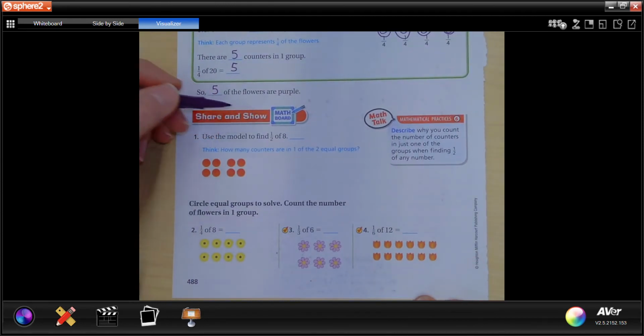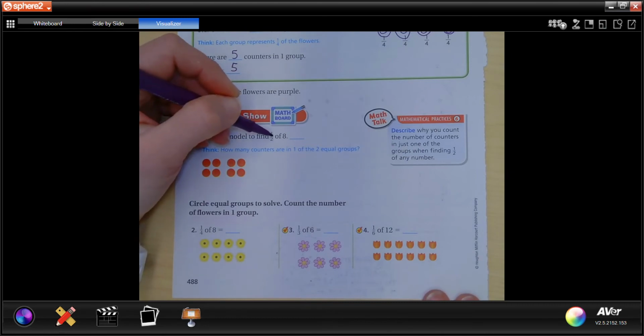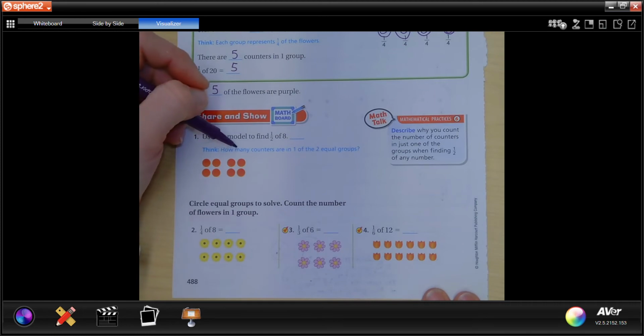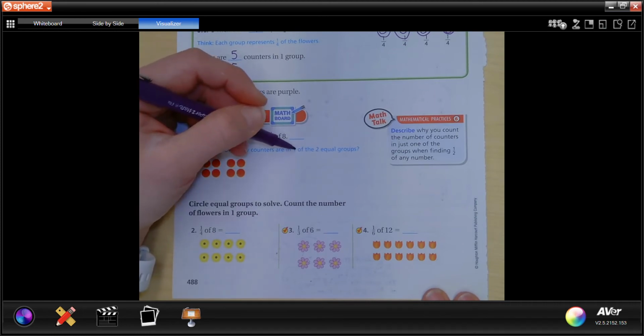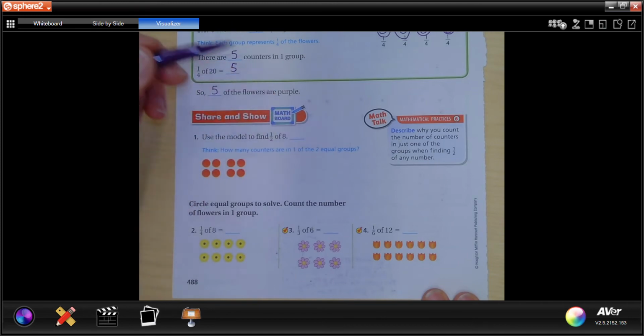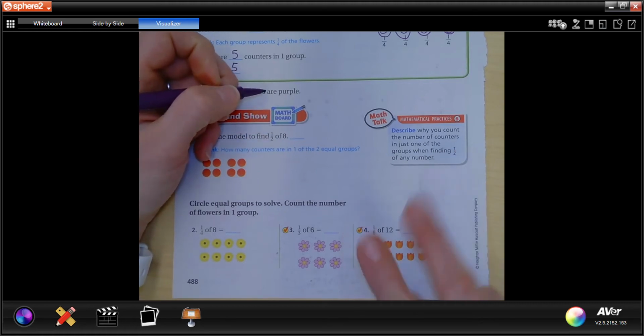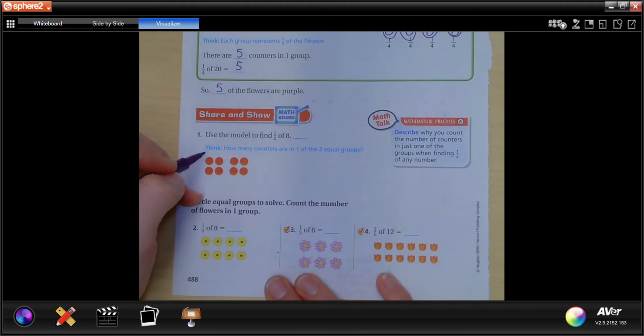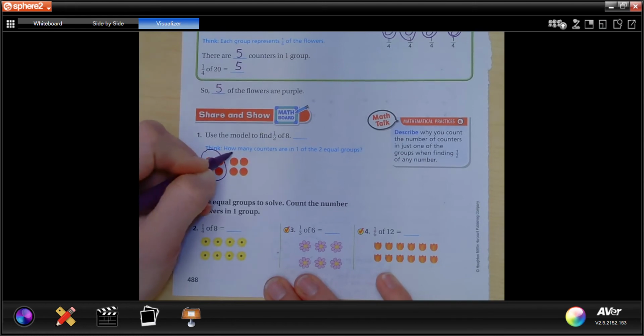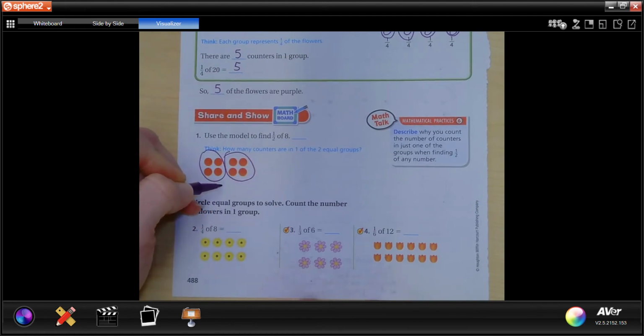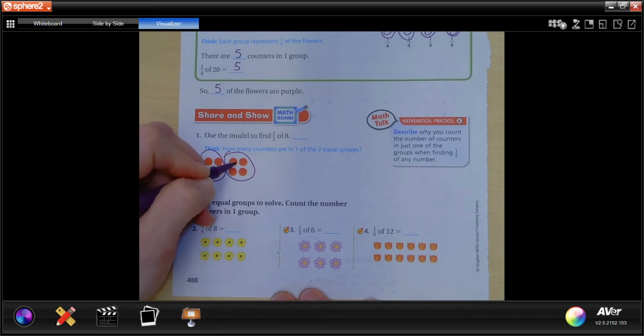Share and show. Use the model to find half of 8. Think. How many counters are in one of the 2 equal groups? Well, we know our denominator is 2, so how many groups do we need? 2. We need 2 equal groups. 1, 2. 2 equal groups. 1, 2, 3, 4 in this group. 1, 2, 3, 4 in this group.